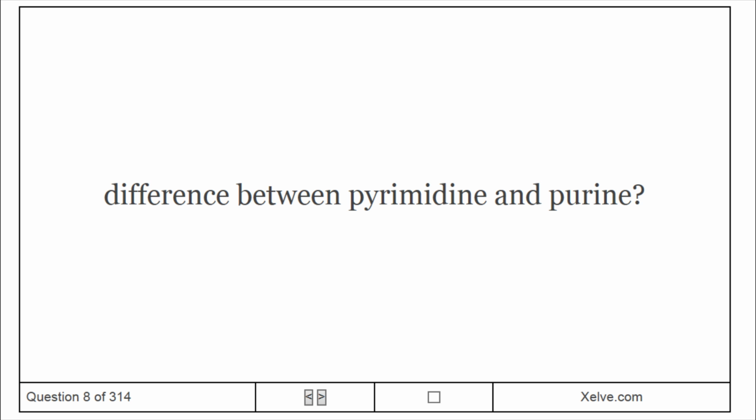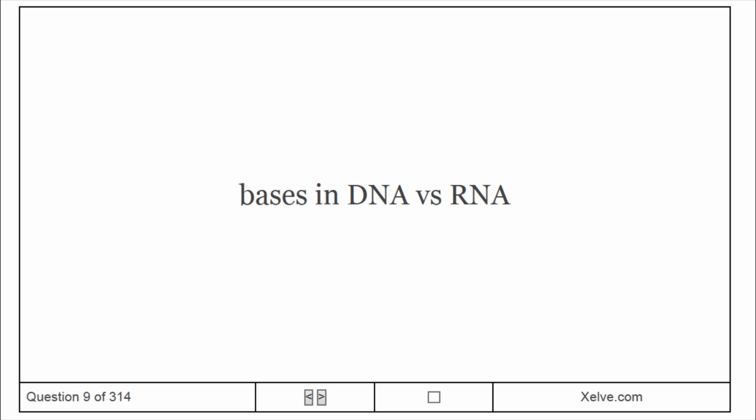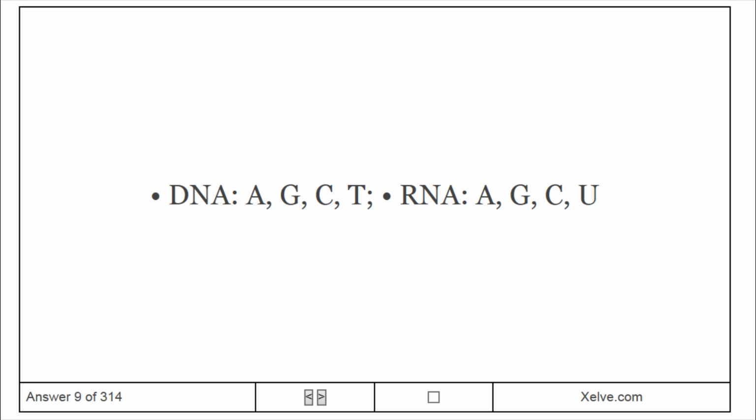Difference between pyrimidine and purine. Purine has 2 rings, pyrimidine has one ring. Bases in DNA versus RNA. DNA: A, G, C, T. RNA: A, G, C, U.